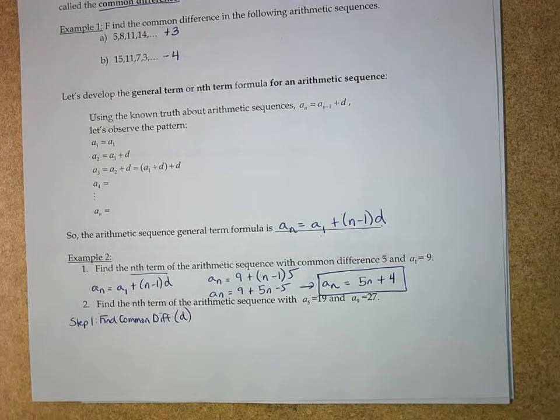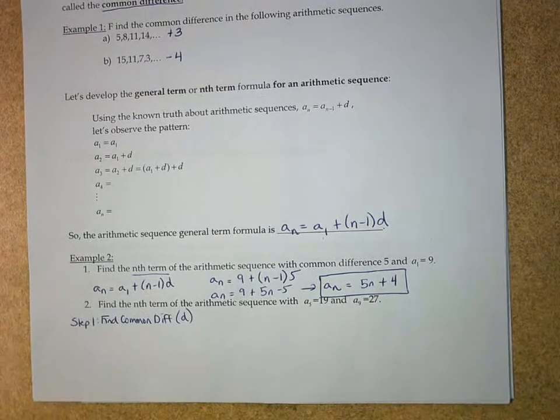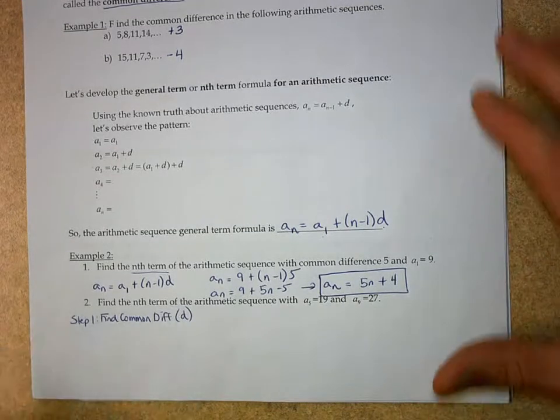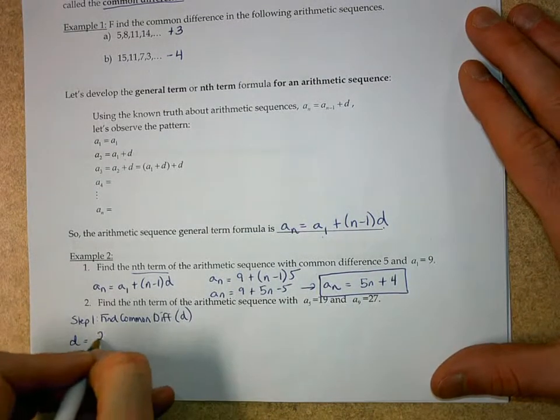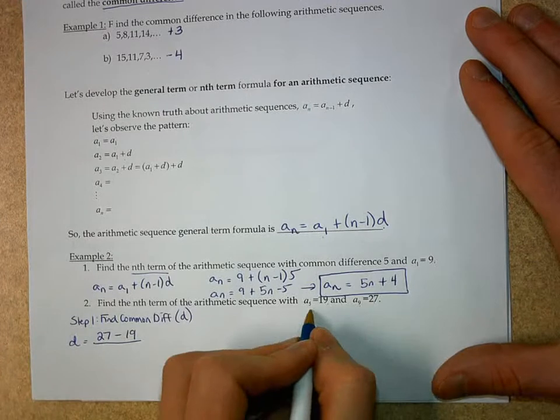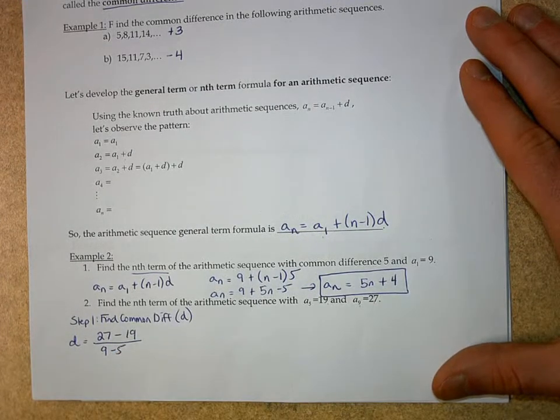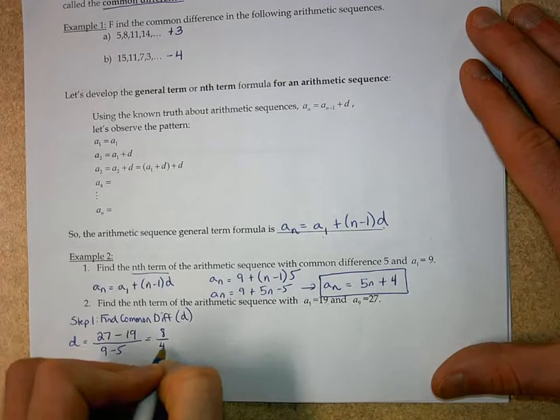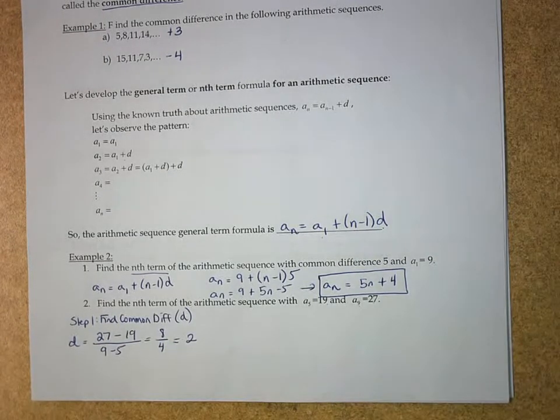The way we do that is we use the same approach that we did when we found slope. We subtract our values of the sequence, then we subtract the positions of the sequence, and then divide by those 2 numbers. So d is going to be 27 minus 19, subtracting our values, over the subtraction of the positions they are in the sequence. I can see that if I go from a sub 5 equals 19 to a sub 9 equals 27, the common difference is going to be 2.